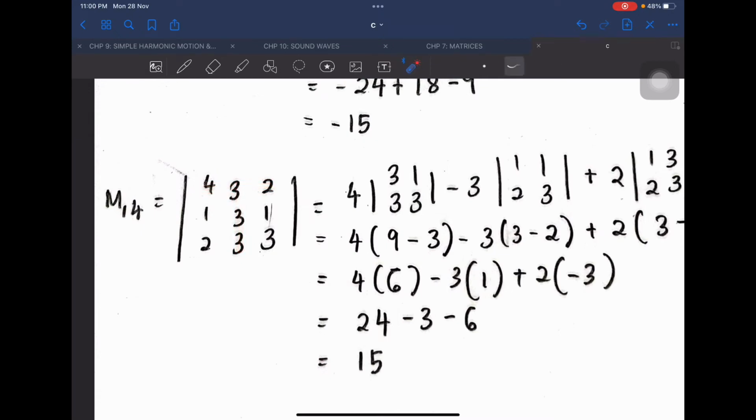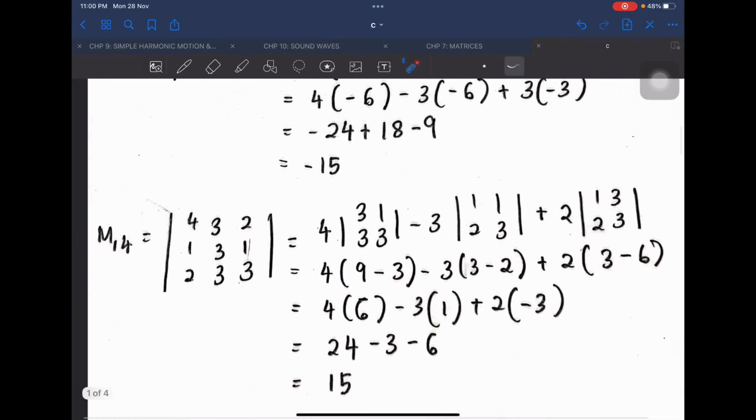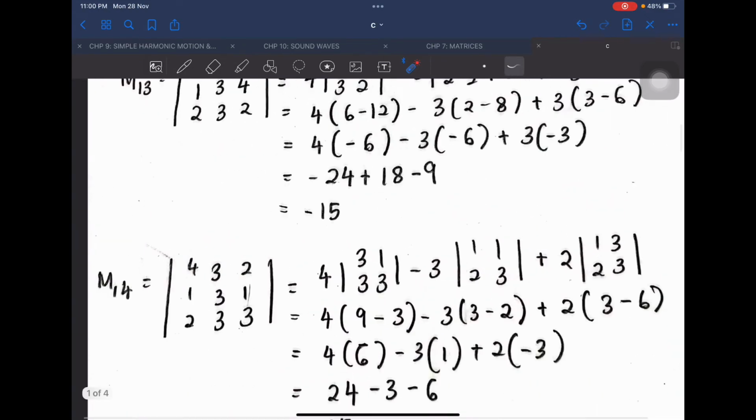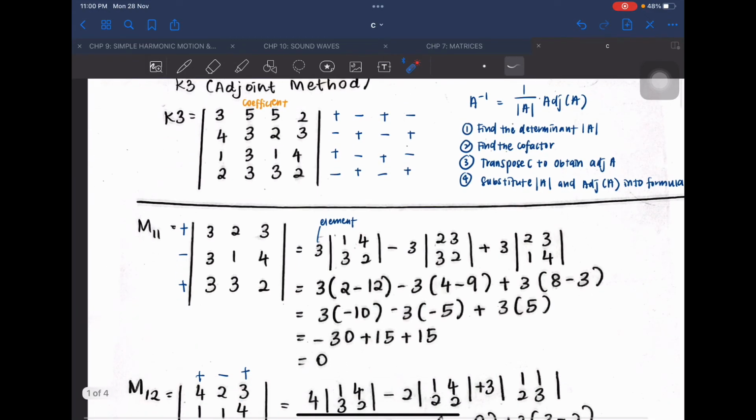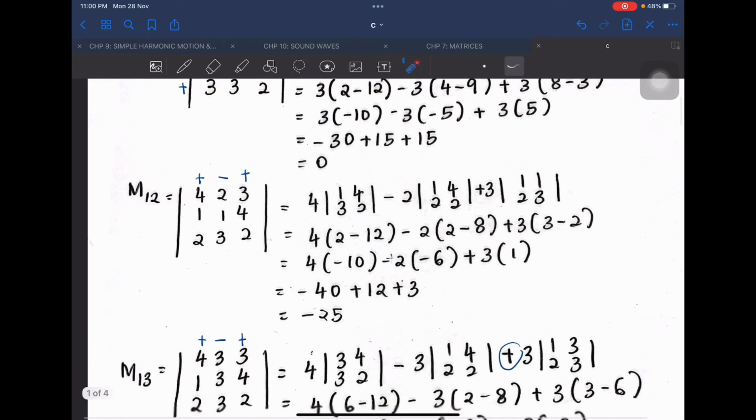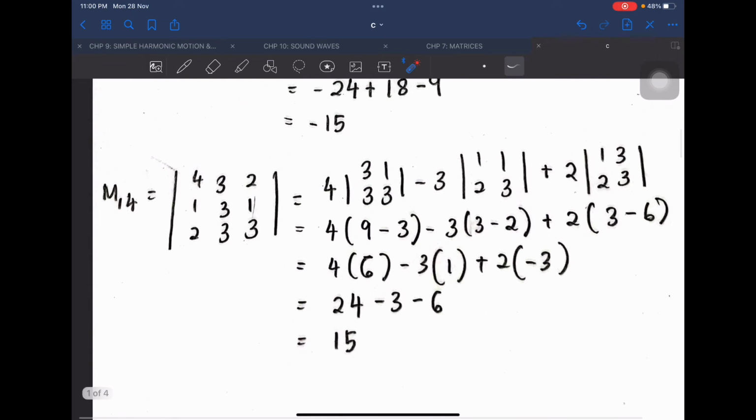So for the fourth matrix, we have row 1, column 4, and we get this value. First we cut off row 1 and column 1. We get 3, 1, 3, 3. And we know 4 is a positive value.